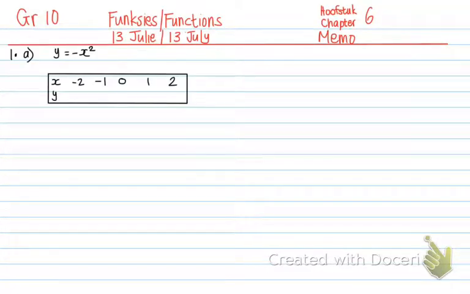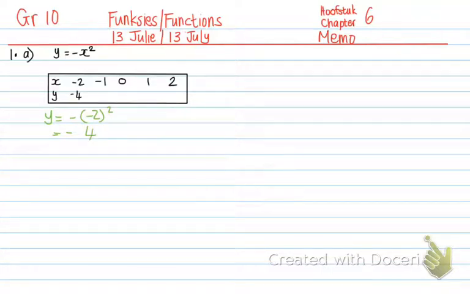Alright, welcome back. This is the homework for the 13th of July. Okay, the first one that they gave us was y is equal to negative x squared. So now I have a table that I drew myself. I chose the x values myself, and I substitute them in. Now I'm going to just do the first one quickly. y is equal to negative (-2) squared. So that's negative, and negative 2 times negative 2 is 4. So the answer will be negative 4.